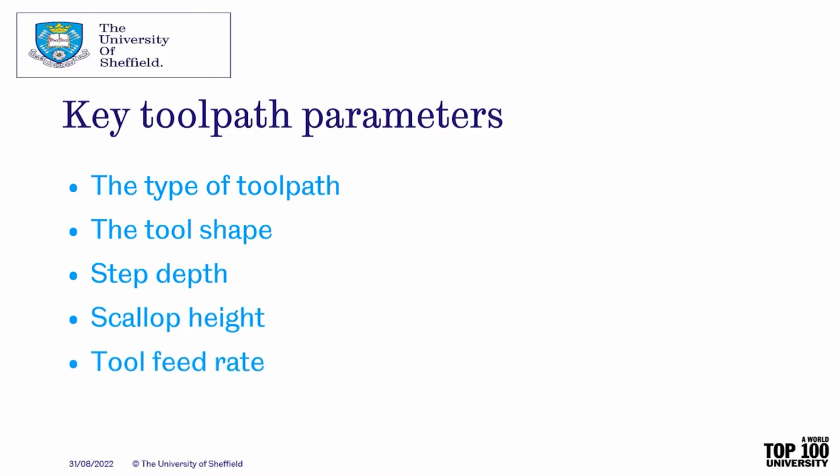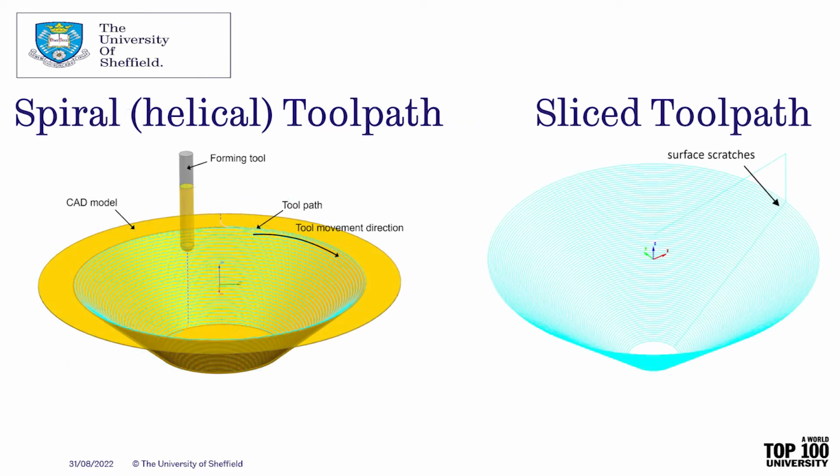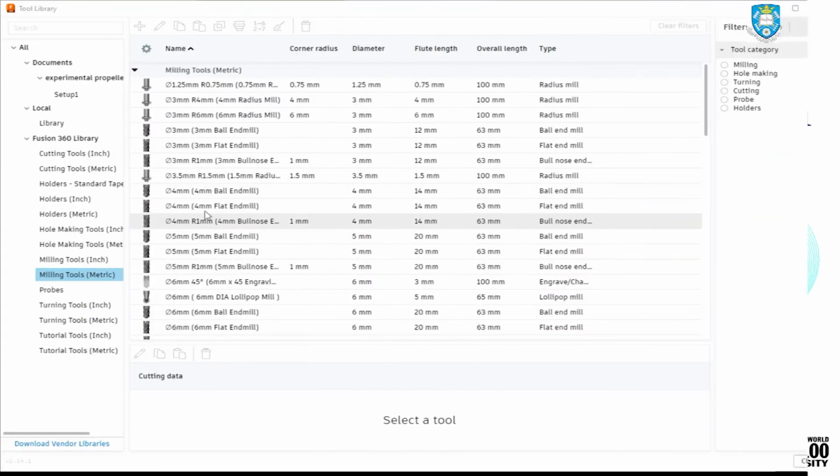There are numerous paths a tool can follow to incrementally form a part. Depending on the desired surface finish, some toolpath patterns will be preferred to others. For example, a spiral, or sometimes called helical toolpath, may be preferred to a slice toolpath. A spiral toolpath gives a good surface finish because the tool is always in contact with the sheet material and follows a gradual pattern, whereas a slice toolpath will leave a visible surface scratch where the tool moves down after each pass.